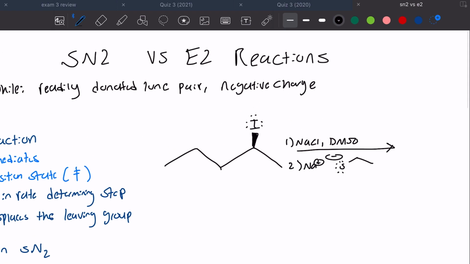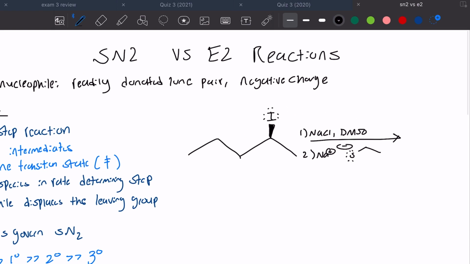We see that this one's broken down into 2 steps. Not all SN2 reactions are going to have 2 reactions occurring. It might just be one, where the NaCl is on the top and DMSO is on the bottom. But this one is more of a challenging one, which I wanted to include to cover everything.